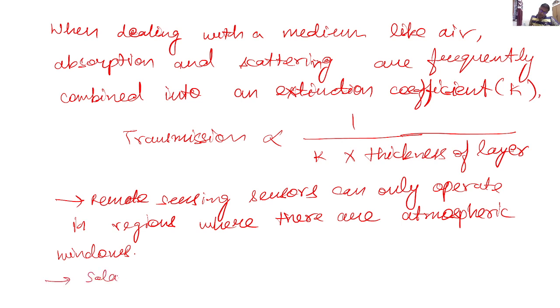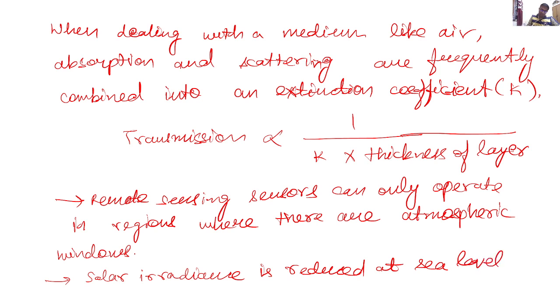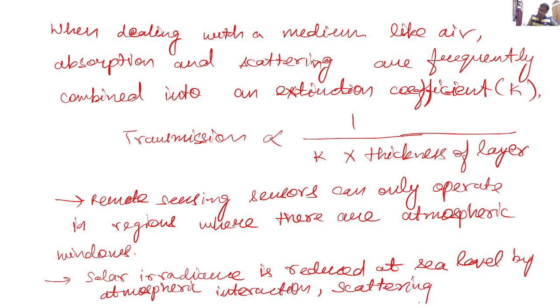Another point, solar irradiance, I mean the incoming radiation, is reduced at sea level, I mean at the surface, by several factors like atmospheric interaction, scattering, and reflectance. So we discussed about the atmospheric interaction and atmospheric absorption and scattering already. We will also discuss about the reflectance in the next slide.